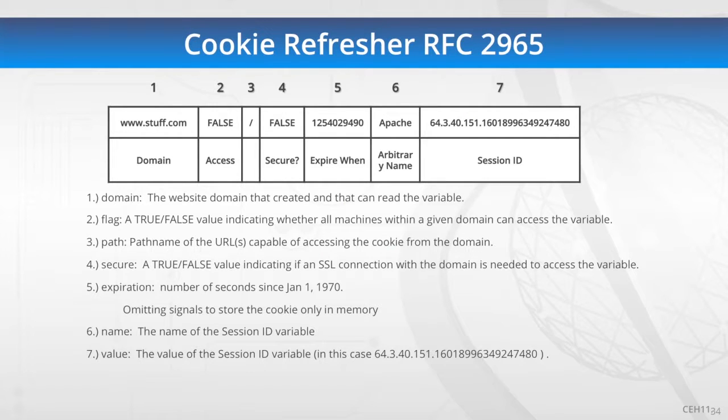Okay. So here is RFC 2965 and the 7 parts of a cookie. Domain, flag, path, secure, expiration, name, and value. The last one, the number 7, the last position here, is the session ID variable. That's a really long string, and it gives us information back.